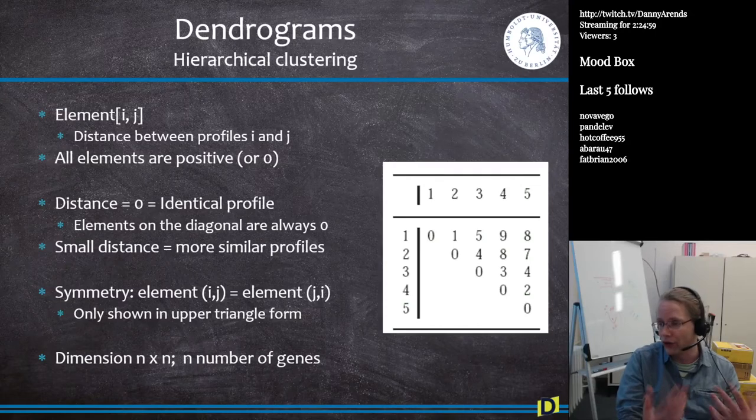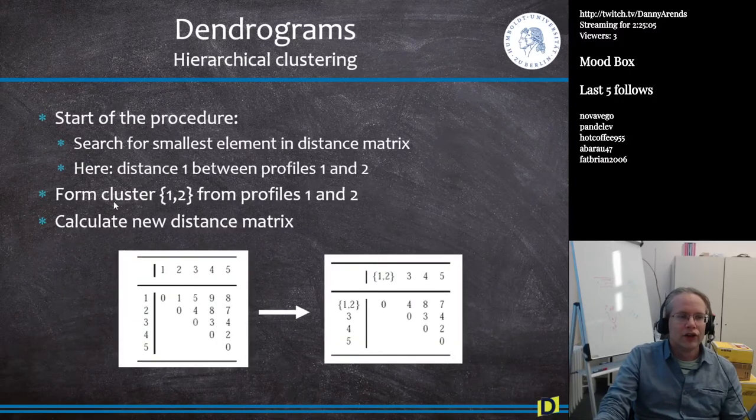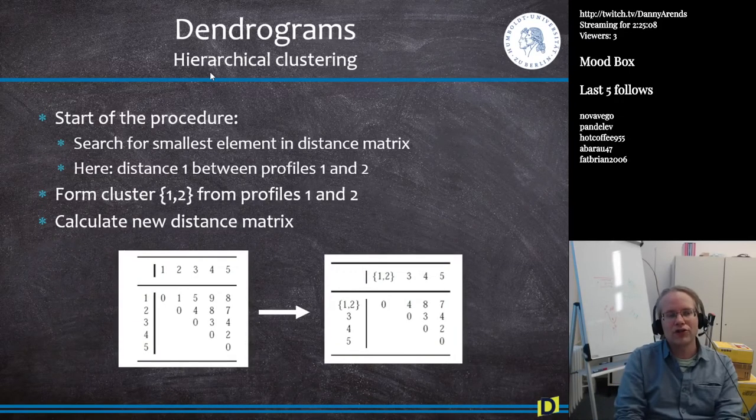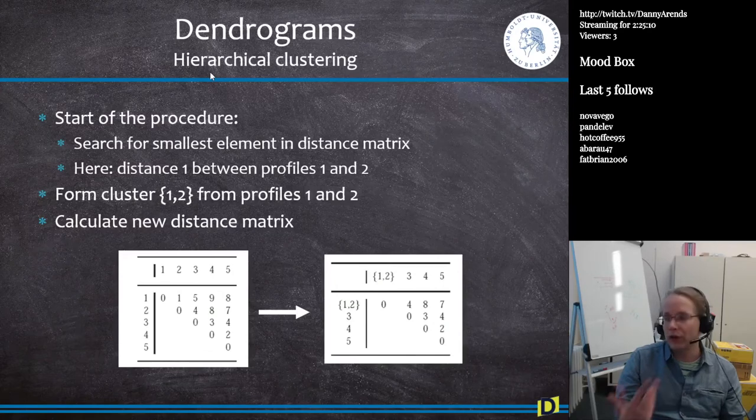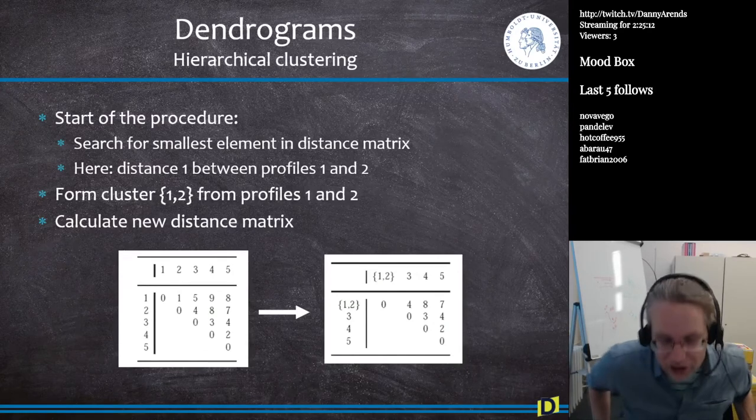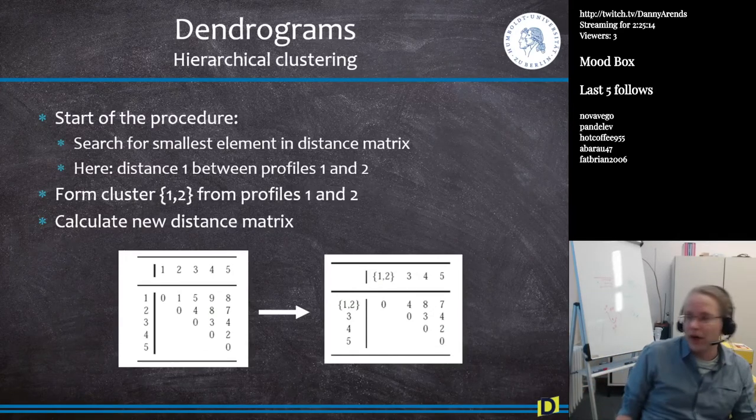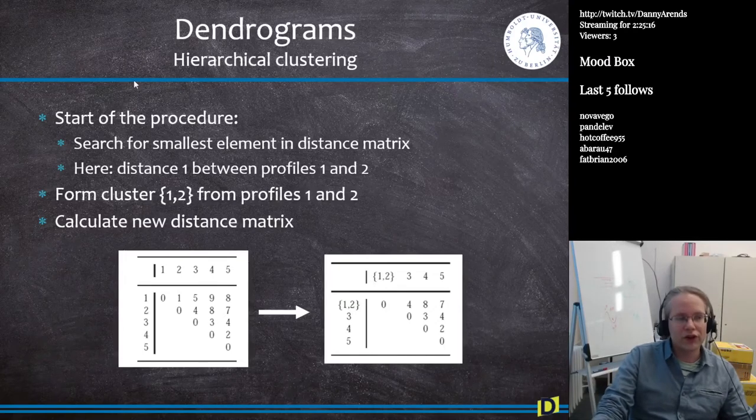Or we can do it also across samples, and then we want to see if samples have similar expression profiles. So how do you now do hierarchical clustering? Now, this is very similar to what I showed you guys last time when you do a multiple pairwise alignment. So the start of the procedure means you search for the smallest element in the distance matrix. Here it's the distance from 1 to 2, which has a distance of 1.